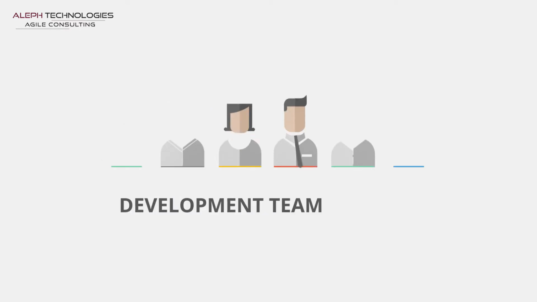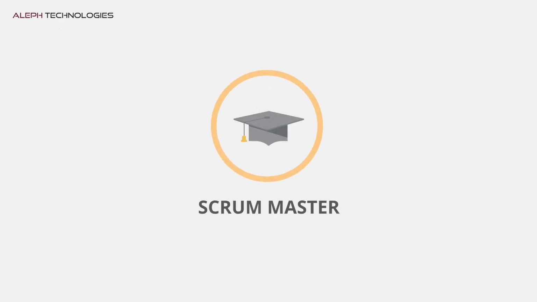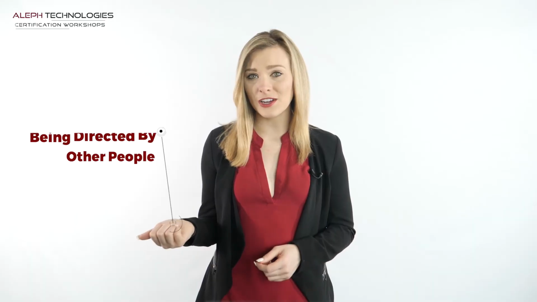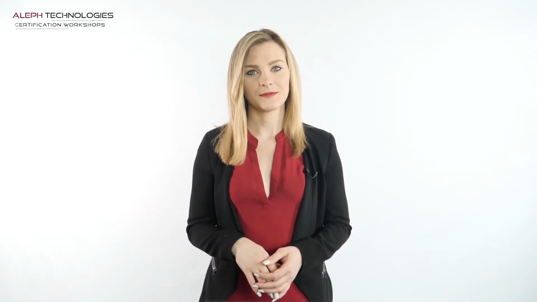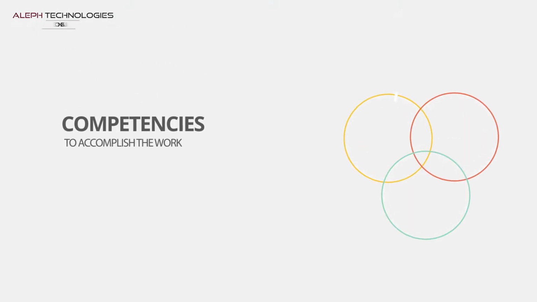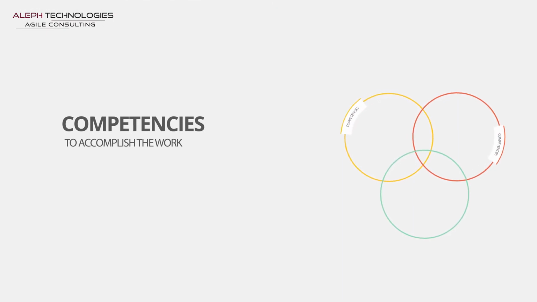The Scrum team includes a product owner, the development team, and a Scrum Master. Scrum teams are self-organizing and cross-functional. Self-organizing teams decide how to best accomplish their work rather than being directed by people outside of the team. Cross-functional teams have all the competencies needed to accomplish the work without depending on non-team members.